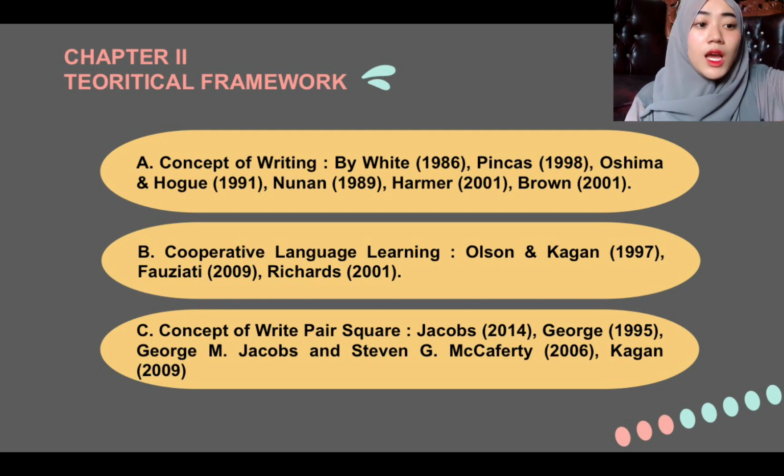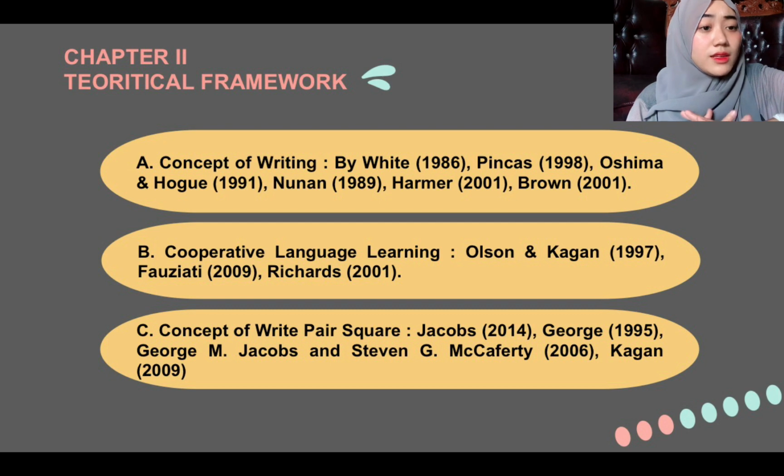And after that, B, cooperative language learning. In cooperative language learning, there are two items. The first one is the types of cooperative language learning, and after that the benefits of cooperative language learning. The theories that I took are from Kagan in 1997, Fauziati in 2009, and Richards 2001.